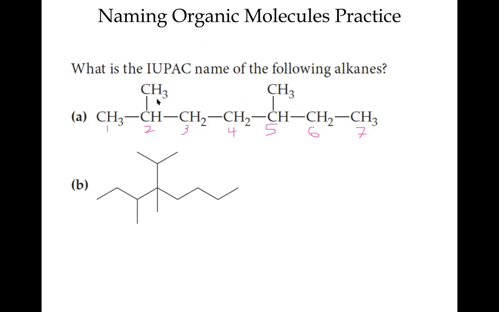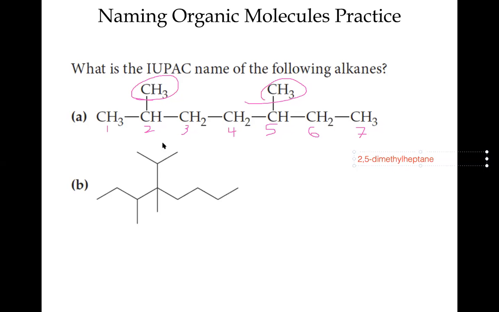And then what do we have? We have a methyl group here and a methyl group here. So the largest chain is 7. And so that makes it heptane, right? And then what do we have? We have a methyl at 2. And we have a methyl at 5. And there are 2 methyls. So it's 2,5-dimethyl heptane for A.